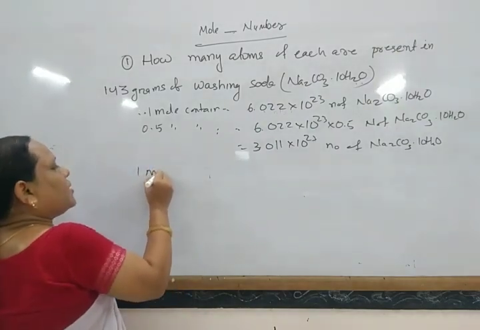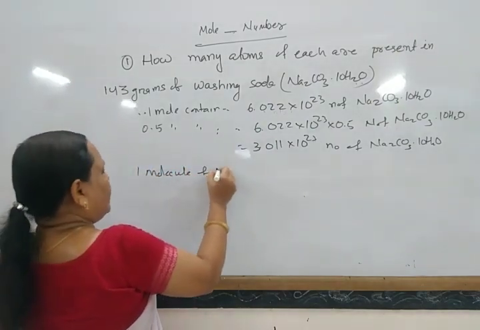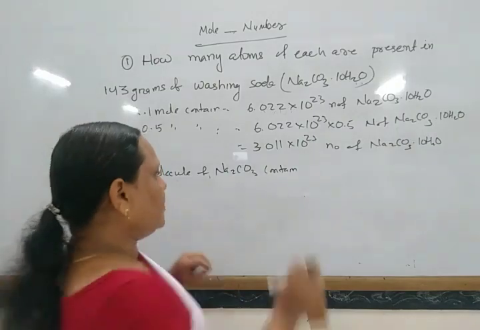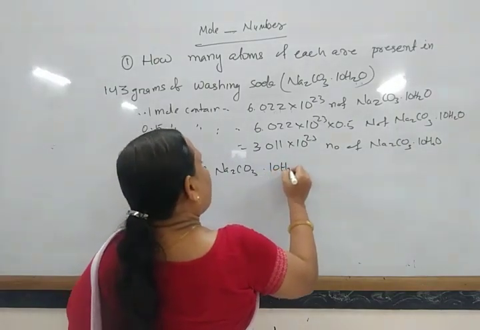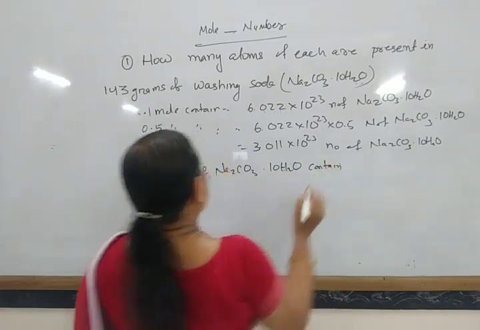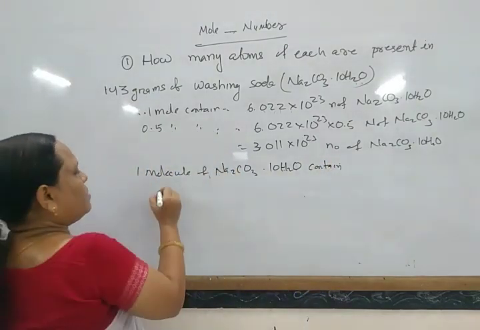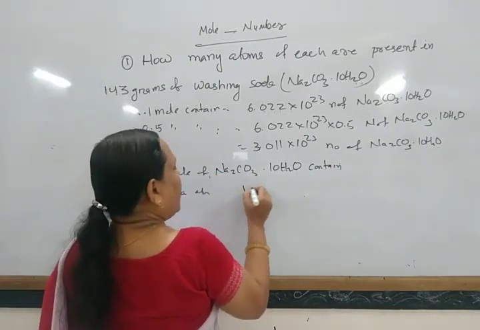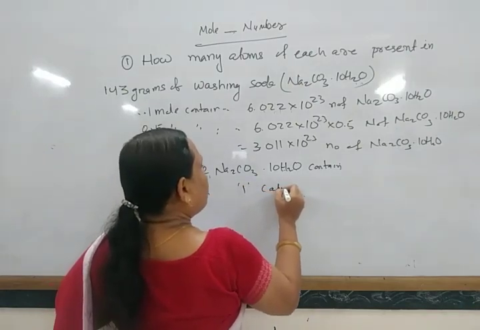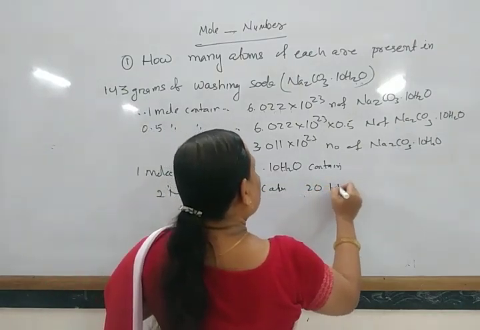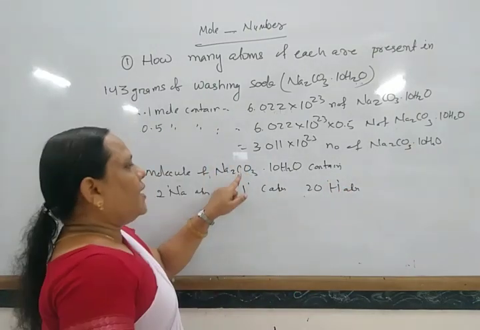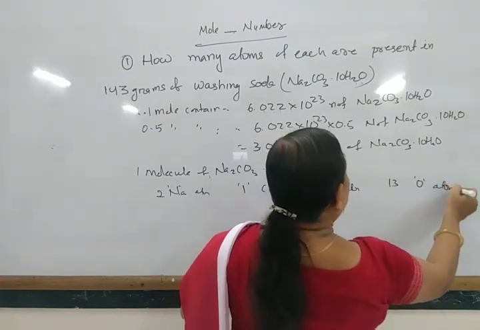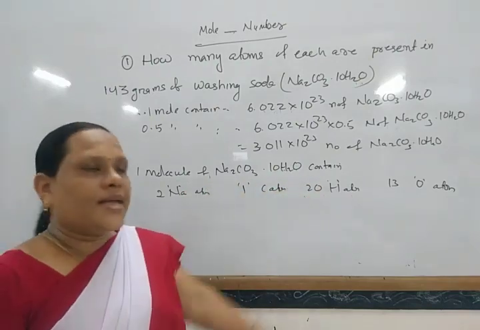Next, one molecule of Na2CO3·10H2O contains how many sodium atoms? 2 sodium atoms, 1 carbon atom, 20 hydrogen atoms, and 3 plus 10, 13 oxygen atoms. So one molecule contains this much.